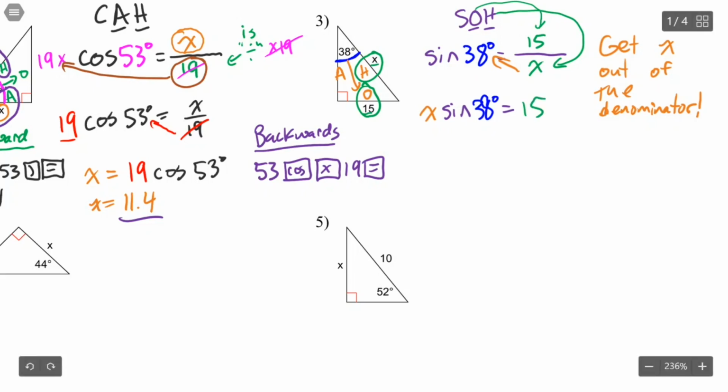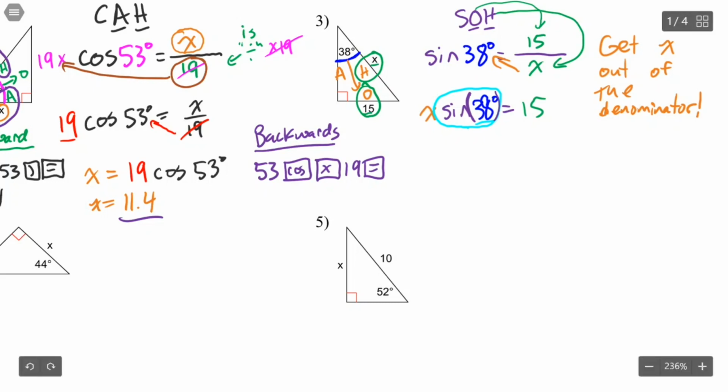Now we need to get rid of this whole sine 38. Remember, the 38 is essentially inside of the sine. You can think of it as if there's brackets around this 38. The 38 goes with the sine. You cannot move the 38 without moving the sine with it.